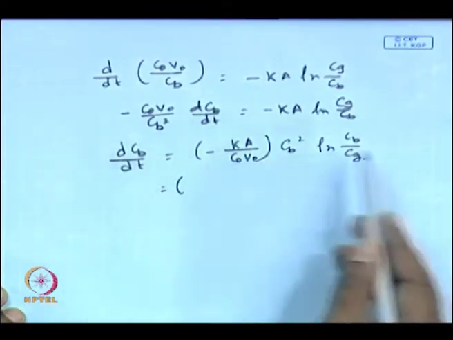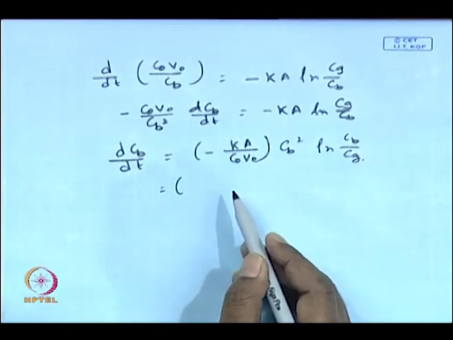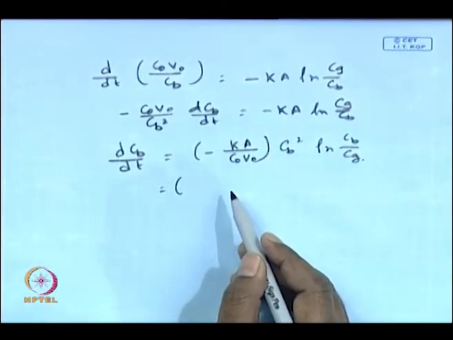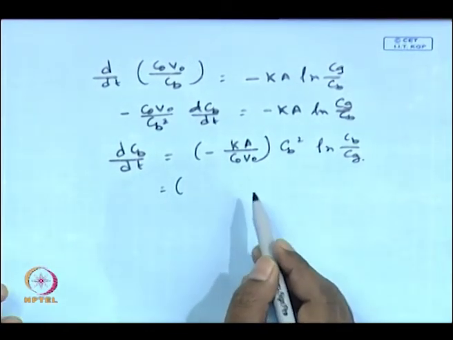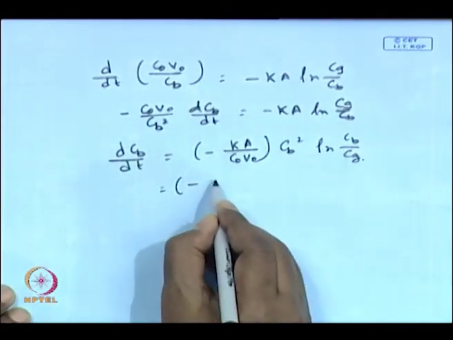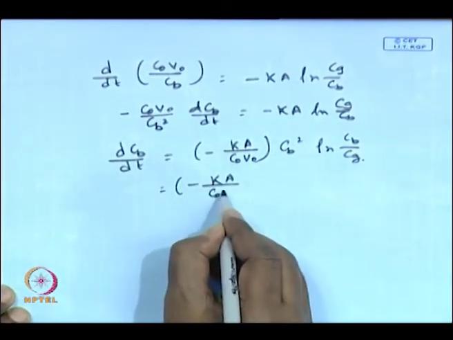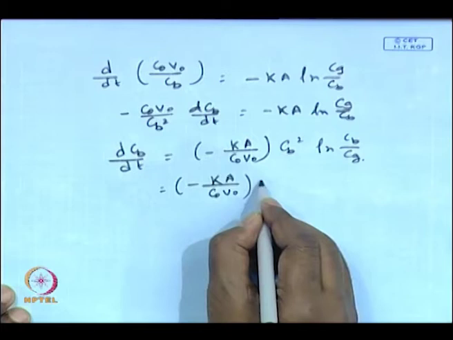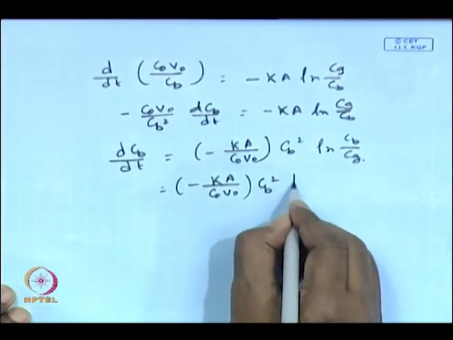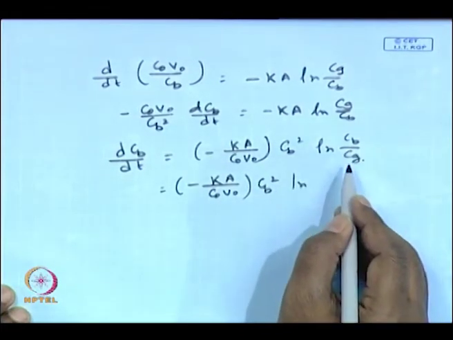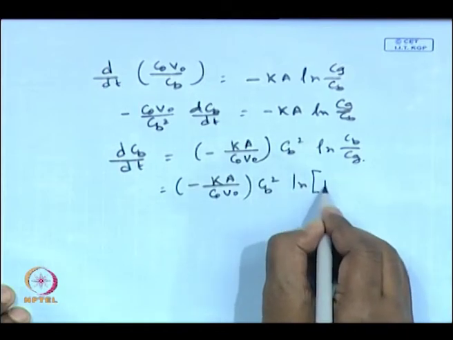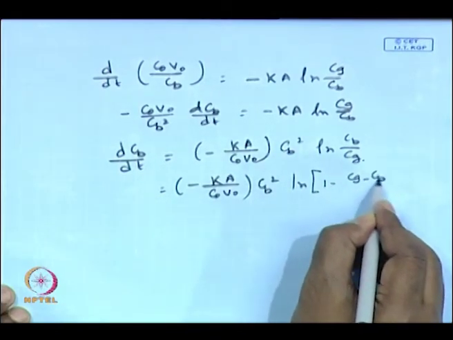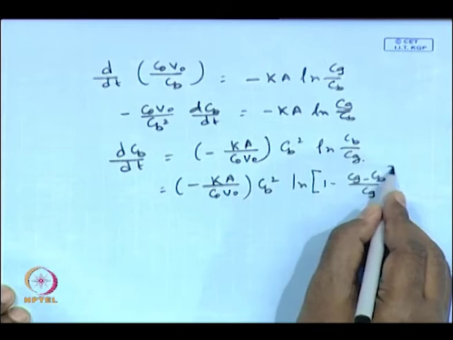Now, let us see how we can simplify it, because this integration you can take Cb square in the denominator and take dt on the other side, and you can integrate, but that will require numerical integration, you do not have an analytical expression for this. But this can be simplified further by the assumption that Cb at any point of time will be much less than Cg. So, this ln Cb by Cg can be written as 1 minus Cg minus Cb divided by Cg.